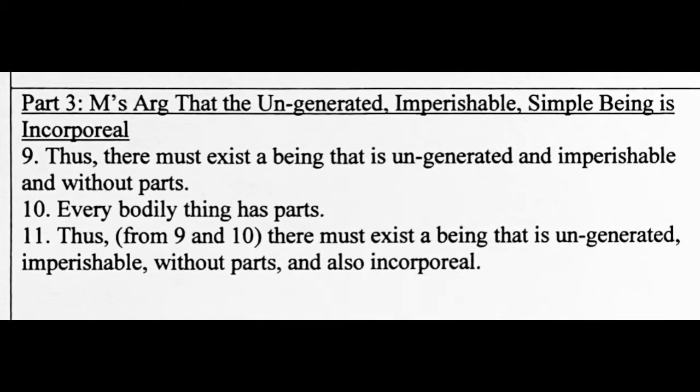So in part 3 of Maimonides' argument for the existence of God, he's going to argue that the ungenerated, imperishable, and partless or simple being that he argued for in parts 1 and 2 is also incorporeal or non-physical. Premise 9, and remember this was the conclusion of the argument from part 2: thus, there must exist a being that is ungenerated and imperishable and without parts or simple. 10. But every bodily or physical thing has parts.